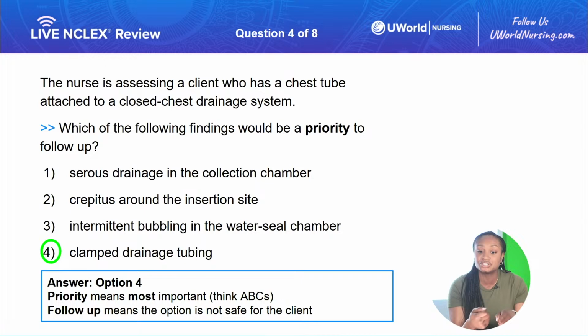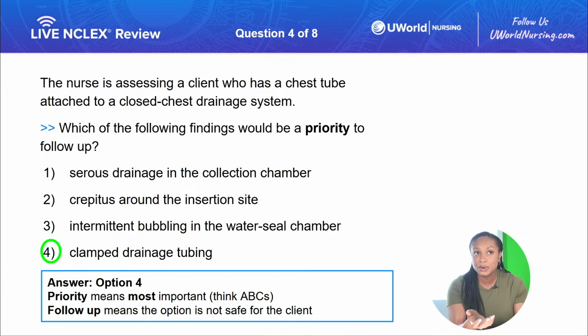That closed chest drainage system is used to create negative pressure to help with a collapsed lung or to help drain any fluid in the pleural cavity. So if it's clamped, that means we're not having the negative pressure that we need to help reinflate the lungs. So we need to unclamp it, so then we're getting the benefits of the chest tube drainage. All the other options are expected findings with a chest tube.